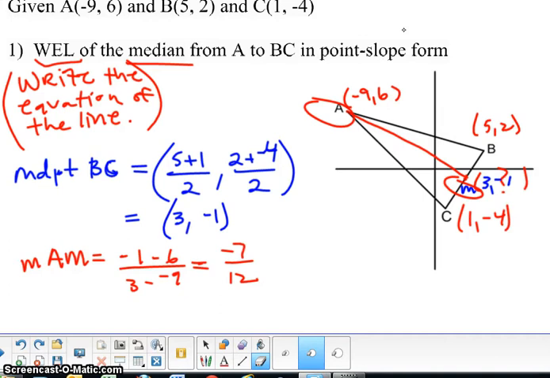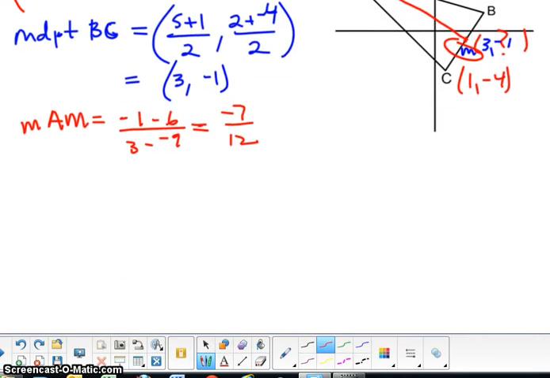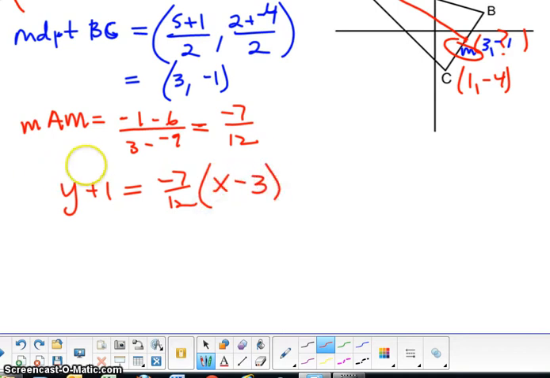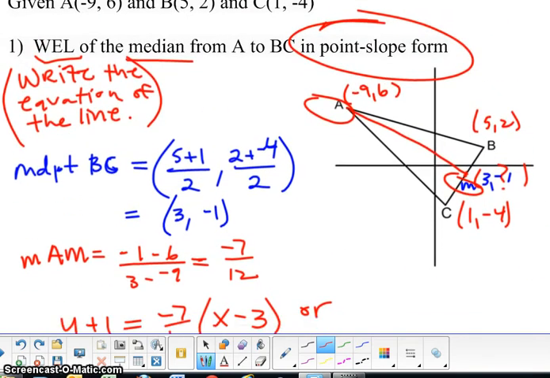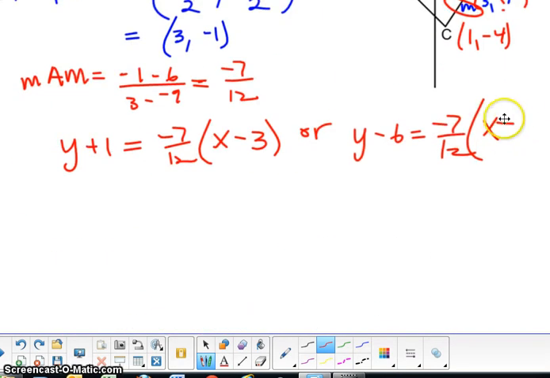And then we can take that information and plug it into the point slope form, because that's what we're trying to find here. Okay, so with that being said, we can take either one of the points. Y minus a negative 1 would be y plus 1 equals a negative 7/12, and then x minus 3. Okay, so that's one of the point slope forms. Or you could also use the original point A, which is a negative 9, 6, so it would be y minus 6 equals a negative 7/12, and then x minus 9. No, it would be plus 9. Those two negatives make a positive. So either one of those will work.